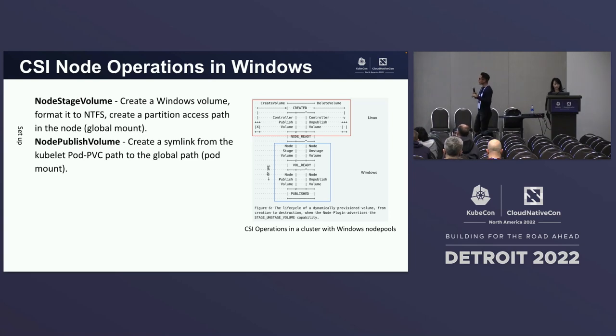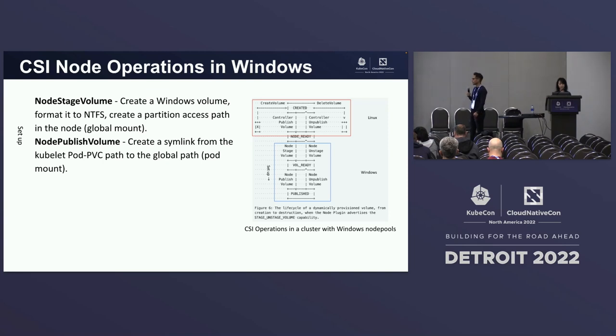So there are two operations for setup. The first one is node stage volume and node publish volume. I think it's worth mentioning what happens in Linux so that we can understand what is the difference with Windows, sorry. So in Linux, when a device is attached to a node, we need to format it. And this happens in this node stage volume call.